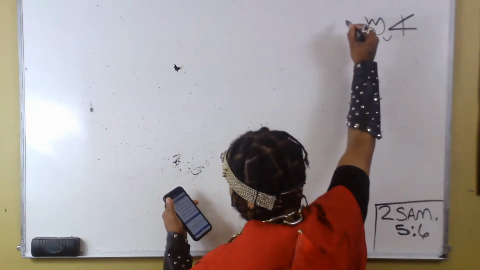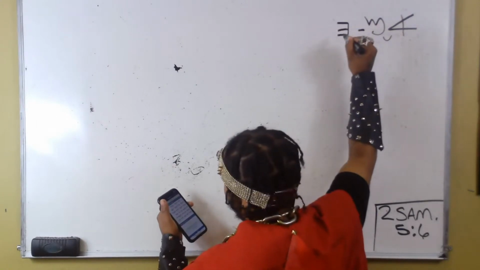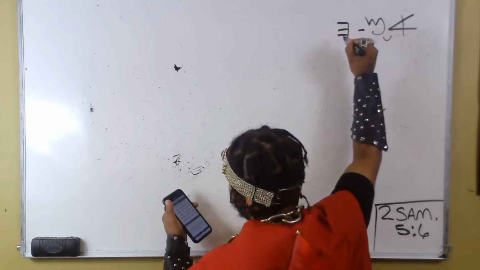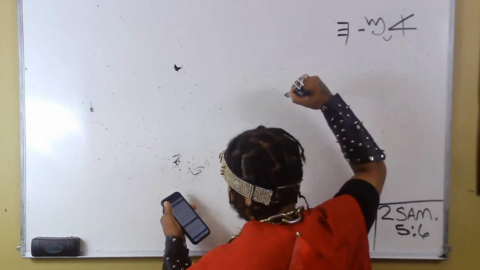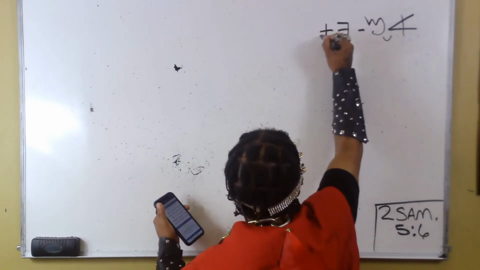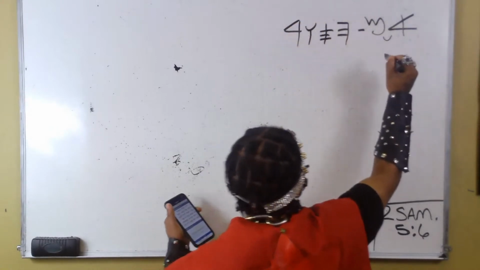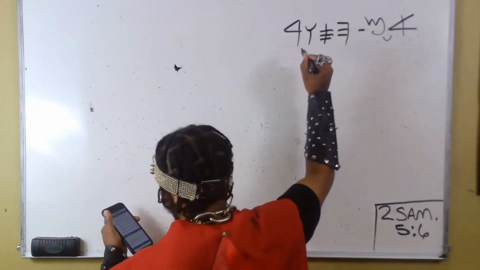And the king and his men went to Jerusalem unto the Jebusites, the inhabitants of the land, which spake unto David, saying, except thou take away the blind and the lame, thou shalt not come hither. Thinking David could not come in hither.